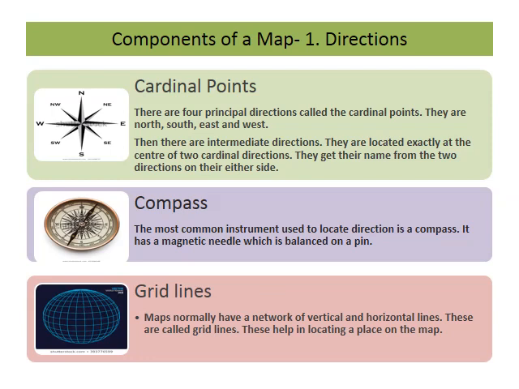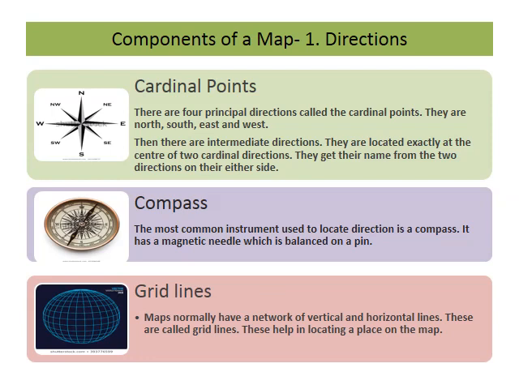Now let us learn about the components of a map in detail. In directions, we have cardinal points, compass, and grid lines. Cardinal points are the four principal directions. They are north, south, east, and west. Then there are intermediate directions also. They are located exactly at the center of two cardinal directions. They get their name from the two directions on either side.